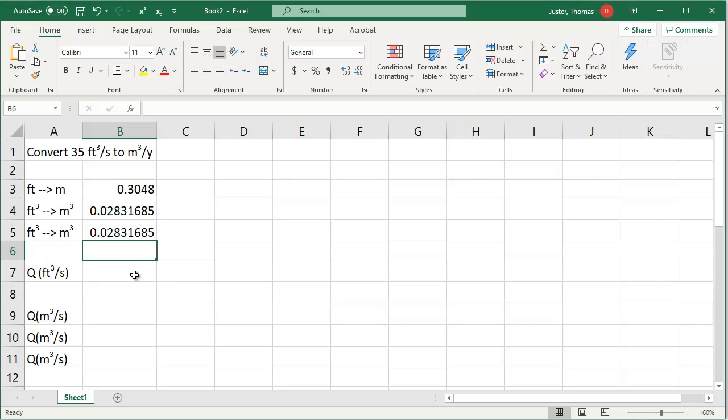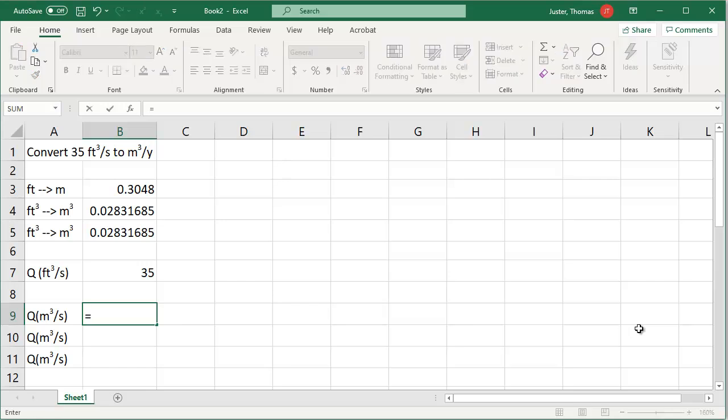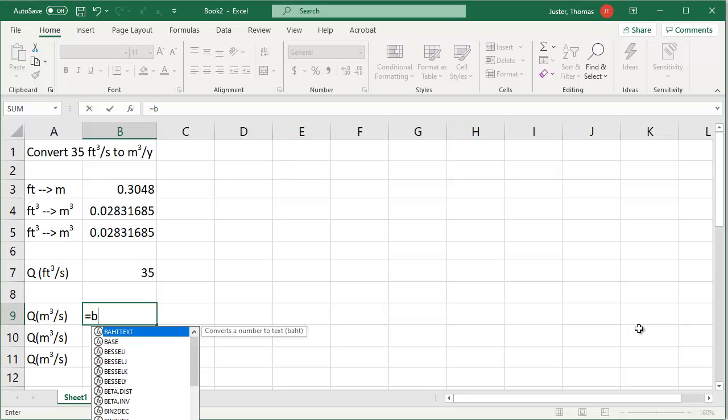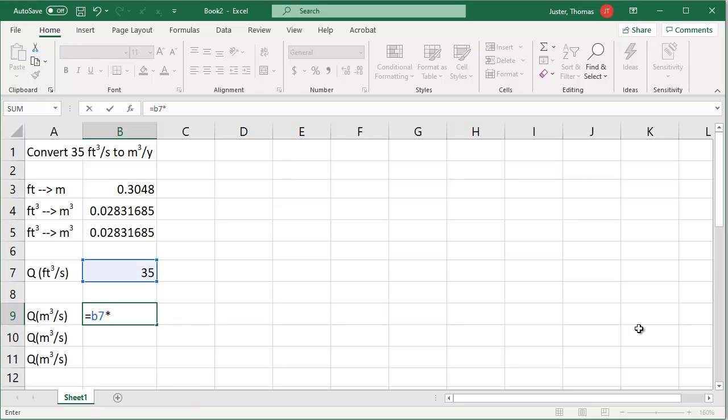So in this case now, we actually have a couple ways we can do this. Let's say we're given again 35 cubic feet per second, and we want to convert that to cubic meters per second. Let's just do the numerator, the upper part first. I'll take the value, that 35, which is in B7, and multiply it by the conversion factor from cubic feet to cubic meters, the one I used in cell B4.